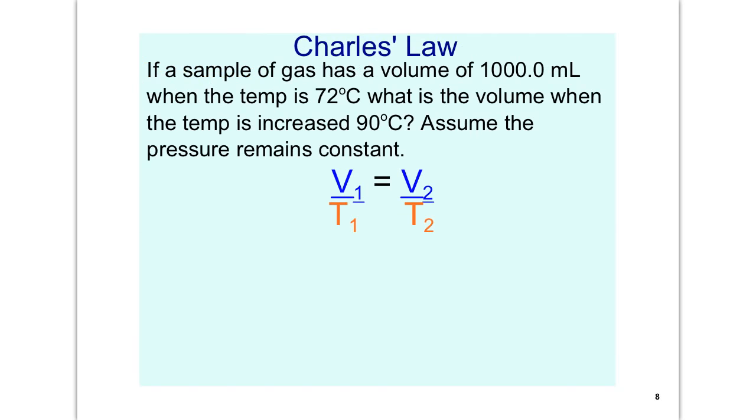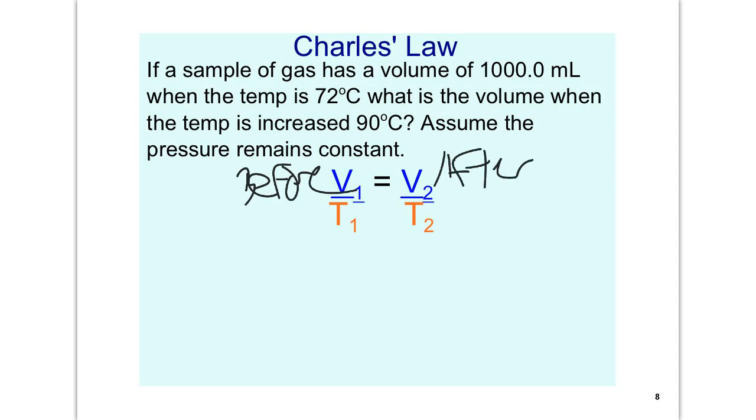So if a sample of gas has a volume of 1,000 milliliters when the temperature is 72 degrees, what is the volume when the temperature is increased to 90? So again, 1 is just like your before, 2 is like your after. So we can define our variables.